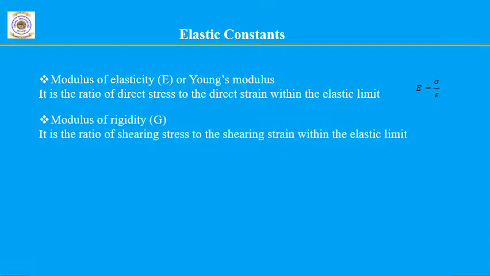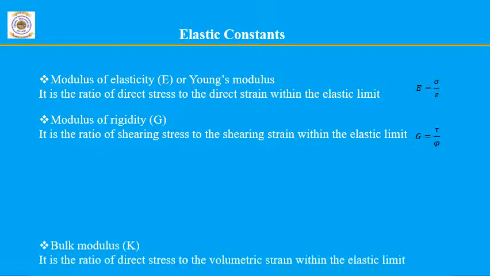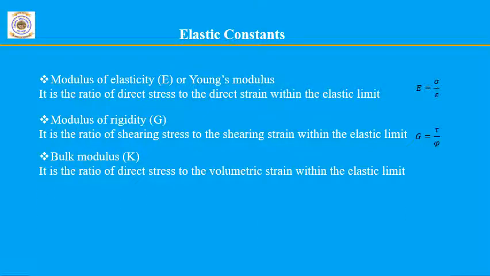Next one is modulus of rigidity. Modulus of rigidity is generally represented by capital G, and it is the ratio of shear stress to the shear strain. So G is equal to tau by phi. Tau represents the shear stress, whereas phi represents the shear strain. Next one, bulk modulus. Bulk modulus is represented by capital K, and it is the ratio of direct stress to the volumetric strain. Therefore, K is equal to stress sigma divided by volumetric strain epsilon V.